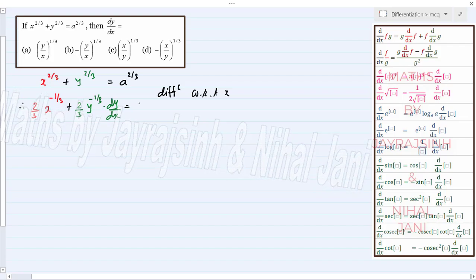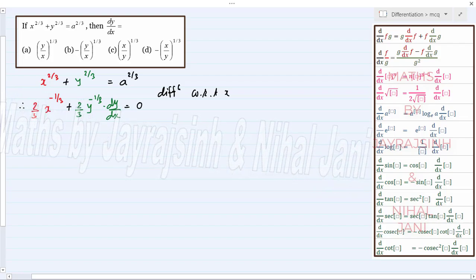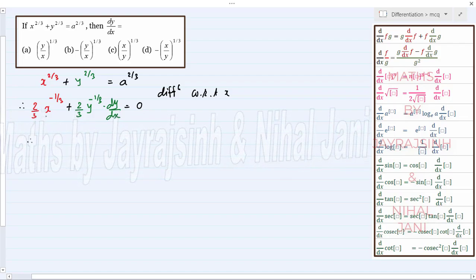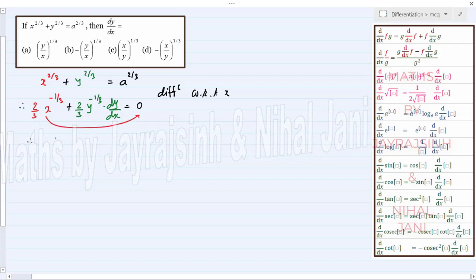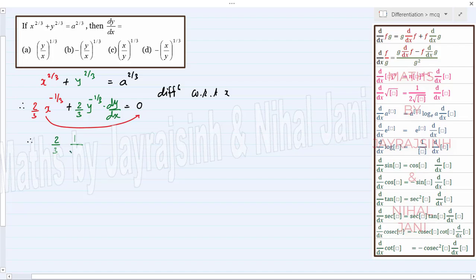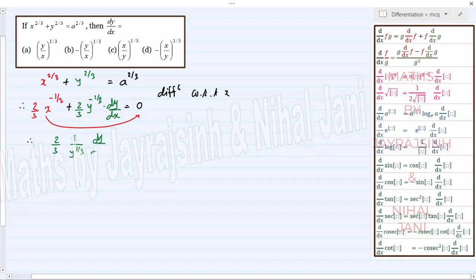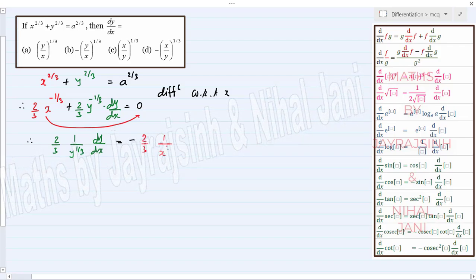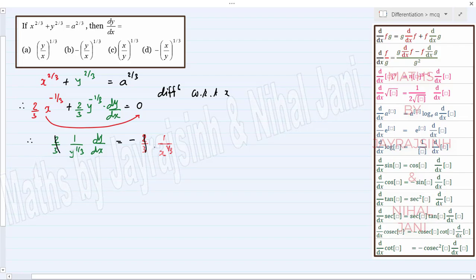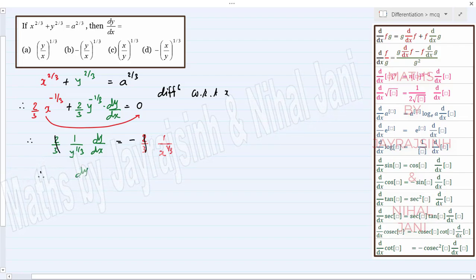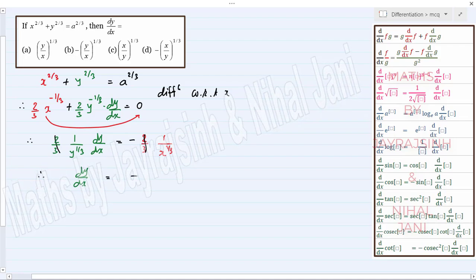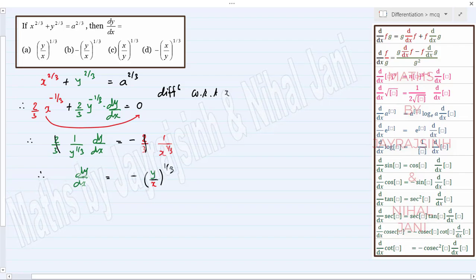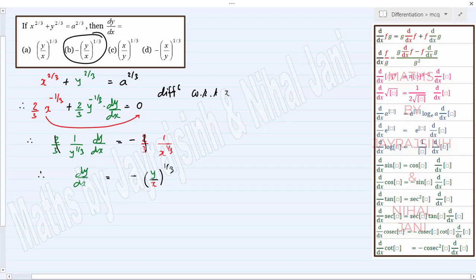And on the right hand side, differentiation of a raised to 2 by 3 will be 0, because it's a purely constant term. Now let's move the term of x to the right hand side. So we will get 2 by 3 into 1 upon y raised to 1 by 3 dy by dx is equal to minus of 2 by 3 into 1 upon x raised to 1 by 3. So the 2 by 3 will cancel out, and we will get dy by dx is equal to minus y upon x whole raised to 1 by 3, which is given in option B. Ta-da!